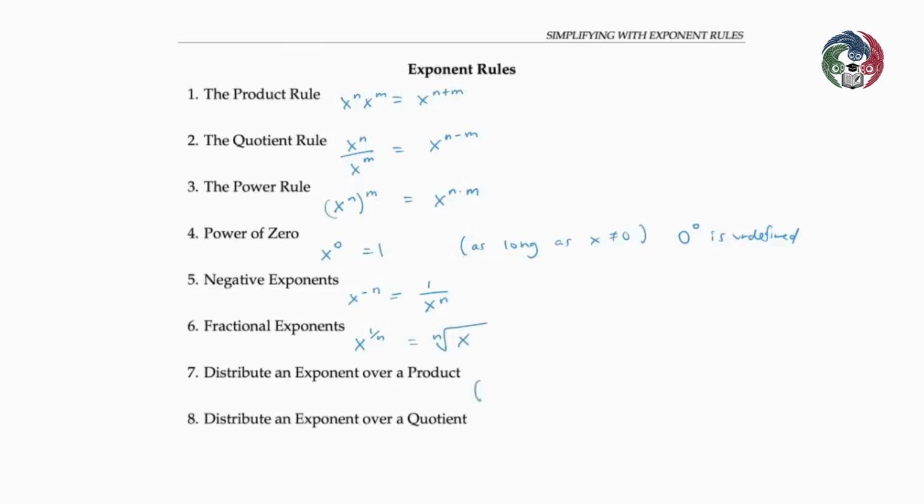We can distribute an exponent over a product. (a times b) to the n is equal to a to the n times b to the n. And we can distribute an exponent over a quotient. (a over b) to the n is a to the n over b to the n. In the rest of this video, we'll use these exponent rules to simplify expressions.